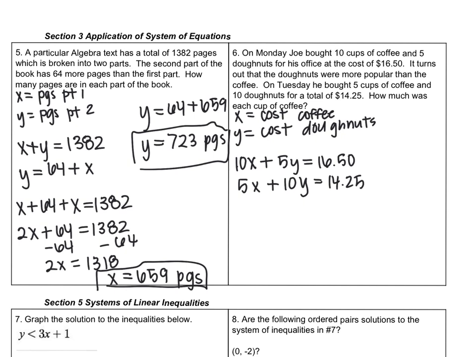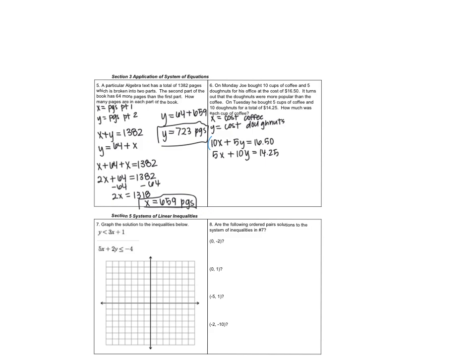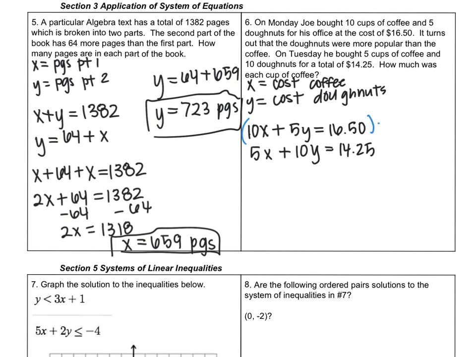So I'm only asked to solve for one variable here, the cost of a cup of coffee. So I want to solve for x. So I'm going to use elimination to get rid of y. So in order to get rid of y, I'm going to multiply the first equation by -2. And I will have to multiply by a negative to get them to have opposite signs. So the first equation now becomes -20x minus 10y equals -33. And our second equation stays 5x plus 10y equals 1425.